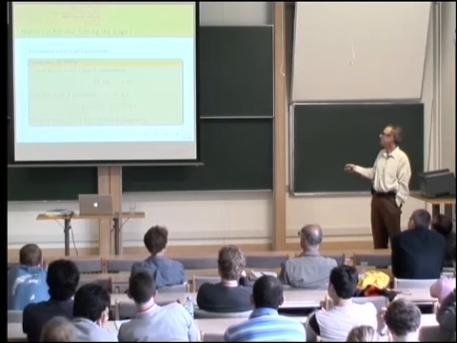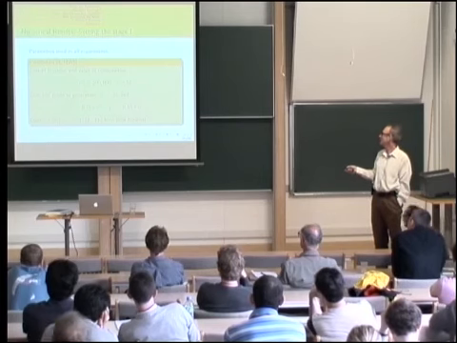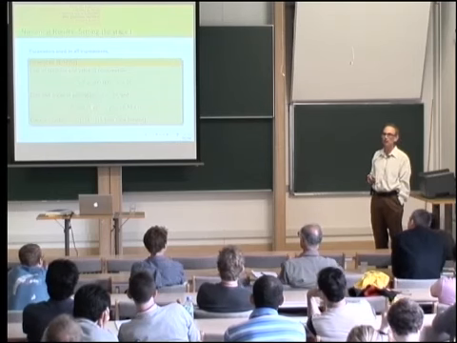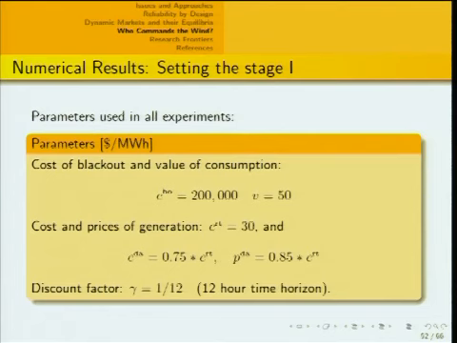Take the real-time cost to be $30 a megawatt hour and the day-ahead cost to be a bit less. That could be coal generation versus gas turbine. Let's take the price in the day-ahead market to be less than the cost of the real-time market, which is pretty much what you see today. Our discount factor was consistent with a 12-hour time window.